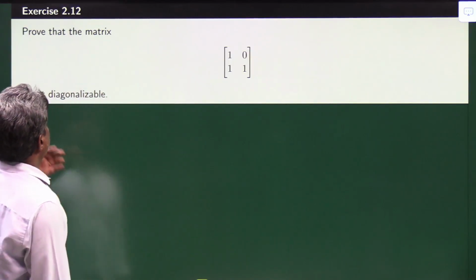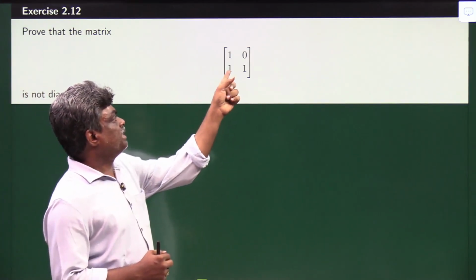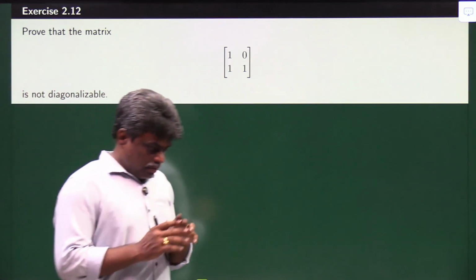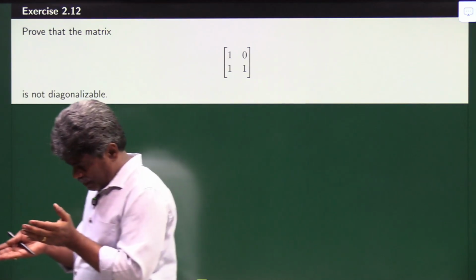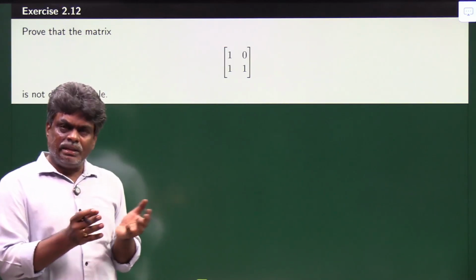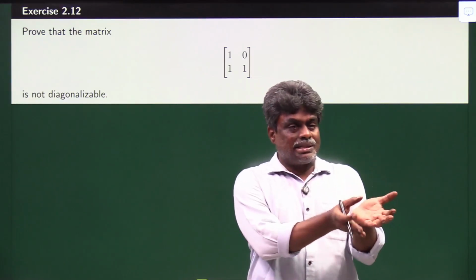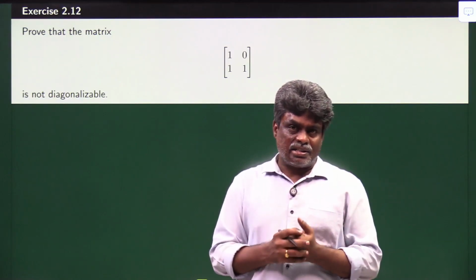Right. So this is the next question, and they are asking, show that this matrix is not diagonalizable. First of all, how can we say that a matrix is diagonalizable or not diagonalizable? Generally, if you get distinct eigenvalues, then because distinct eigenvalues will give you distinct eigenvectors, we can say it is diagonalizable.